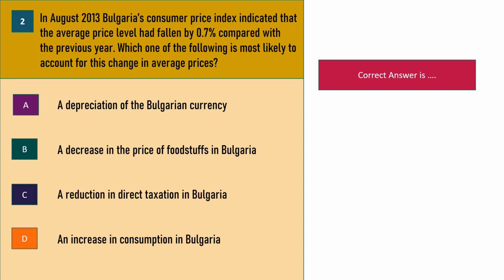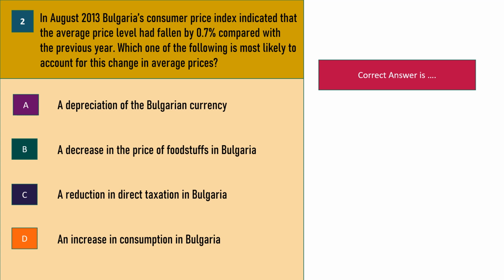So option A, a depreciation of the Bulgarian currency. We know that depreciation means export prices will fall and import prices will rise. Export prices falling means the quantity of exports will rise, and import prices rising means imports will fall. So AD will shift to the right. So it will cause inflation, isn't it? But here they are saying that inflation is falling. So we can reject option A very simply.